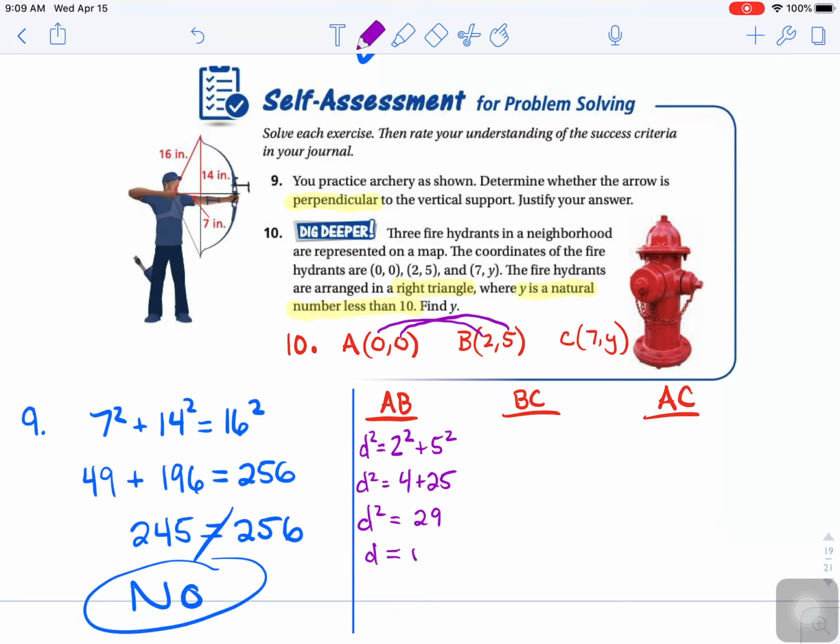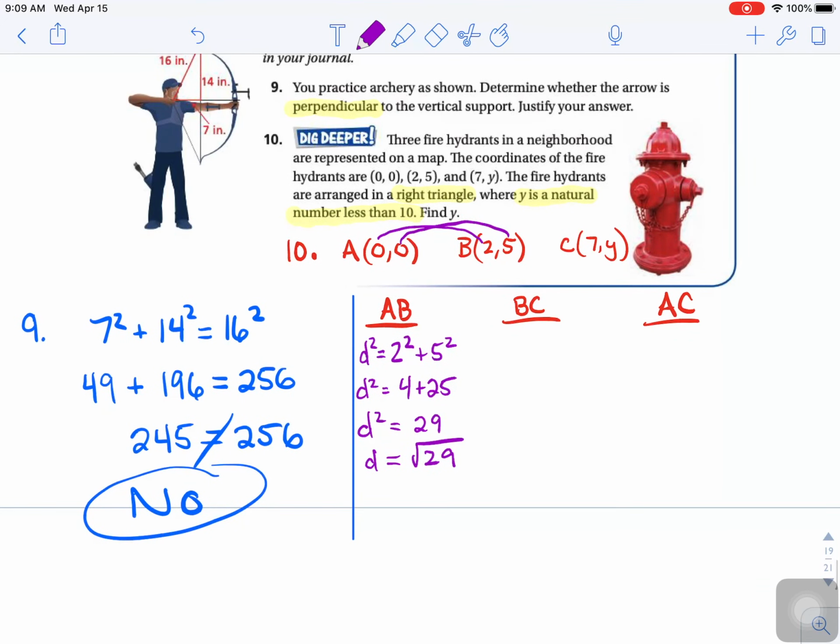So D is the square root of 29. Alright, so if I was looking from B to C, here's where life gets a little tricky, because I don't know one of those distances. So here we're going to get D squared equals, well, 2 to 5, let me switch colors.